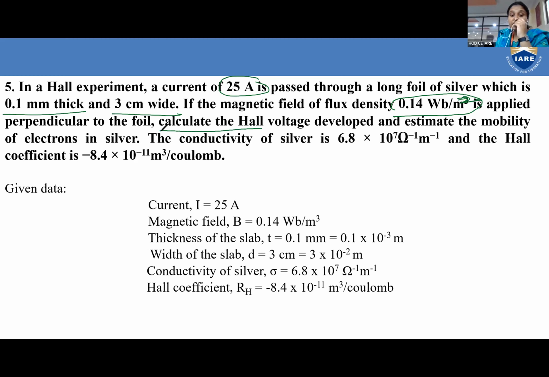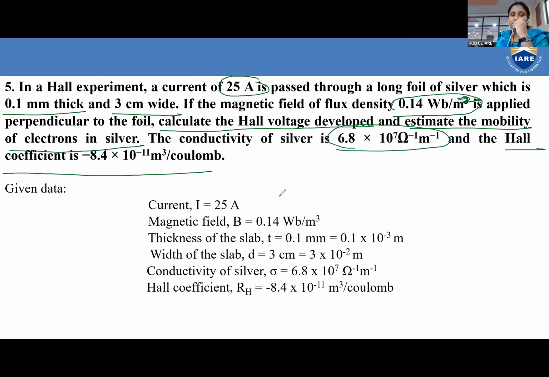What we are supposed to find is the Hall voltage, and also the mobility of electrons in silver. So current is given, dimensions of silver are given, magnetic field is given, and we were also given the conductivity of silver. The value of conductivity of silver is 6.8 into 10 power 7 ohm inverse meter inverse. And we were given the Hall coefficient, which is minus 8.4 into 10 power minus 11 meter cube per coulomb.